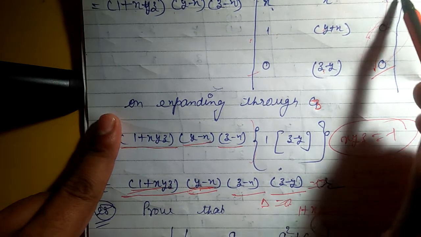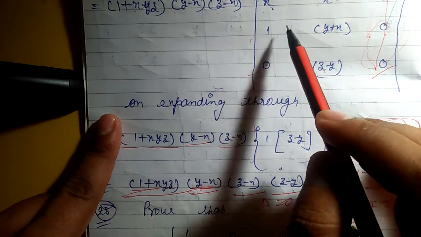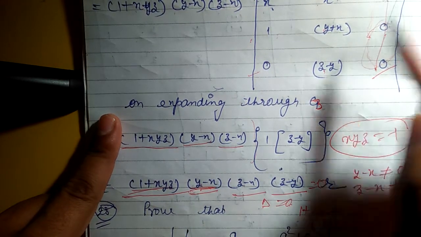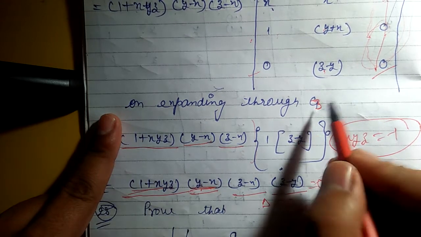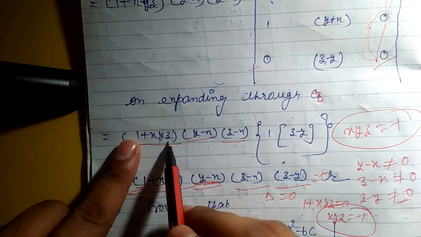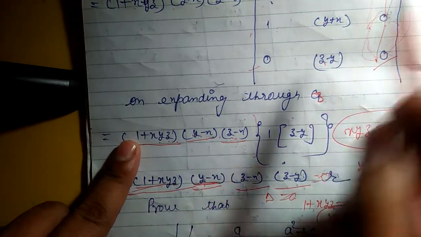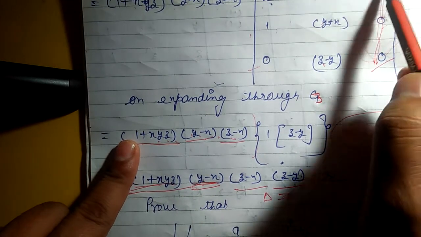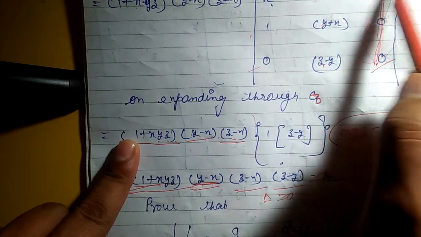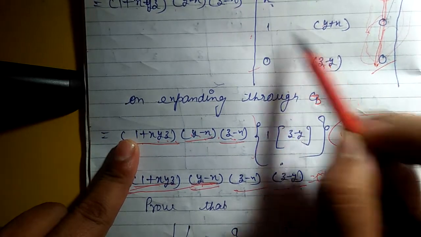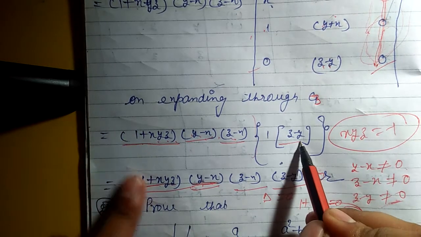So what should we do? We should expand this determinant through C3. So we apply the expansion through C3. So you will get how much? 1 plus xyz, and y minus x and z minus x will be the same as it is, and you will delete this row and column, and you will get z minus y minus 0. So z minus y minus 0 you will get here.